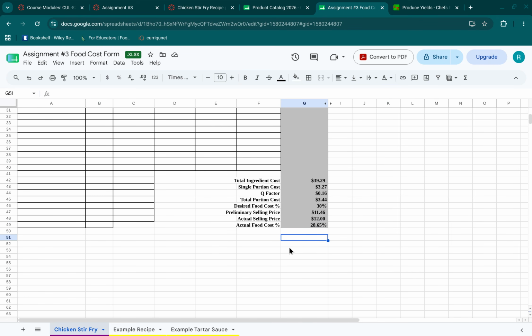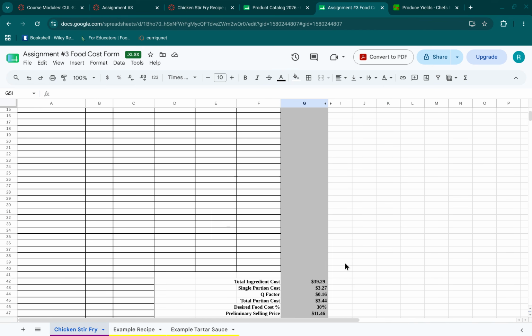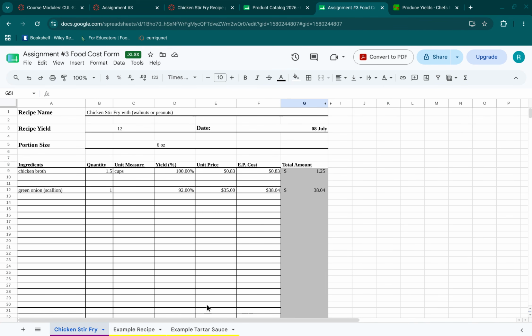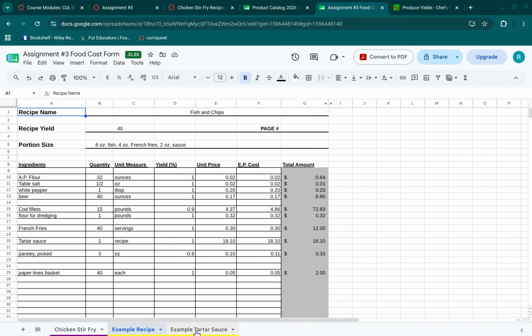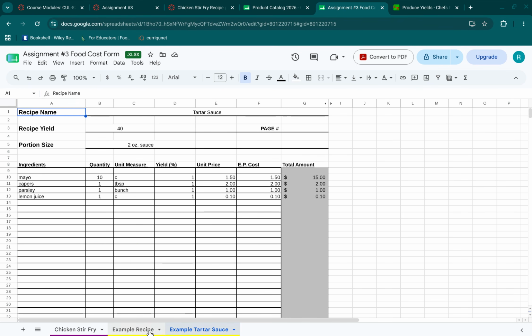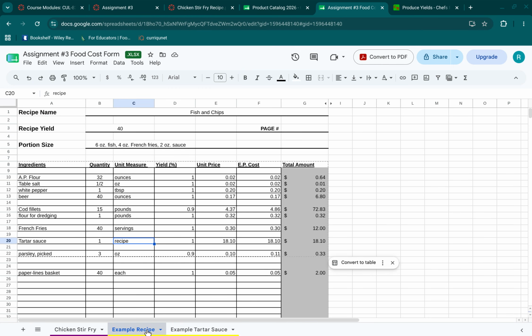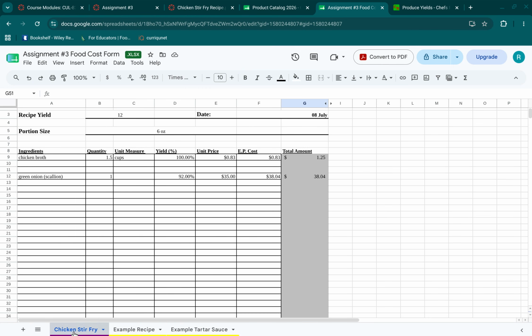So that is what it looks like to have a completed cost sheet. Obviously, you're going to have more ingredients. And if you wanted to see some examples, I do have 2 attached. This one is for a fish and chips recipe that has a secondary cost sheet. So that is displaying how to plug in that amount here. That is not necessary for your project this week, but if you're interested in looking at it, go ahead.